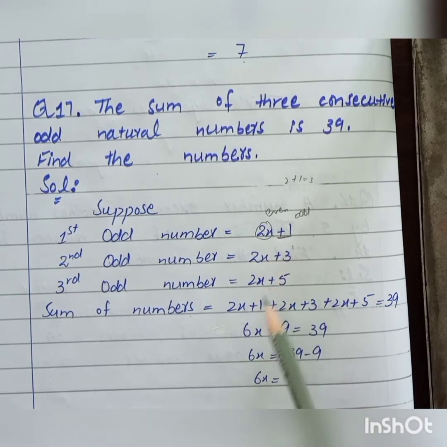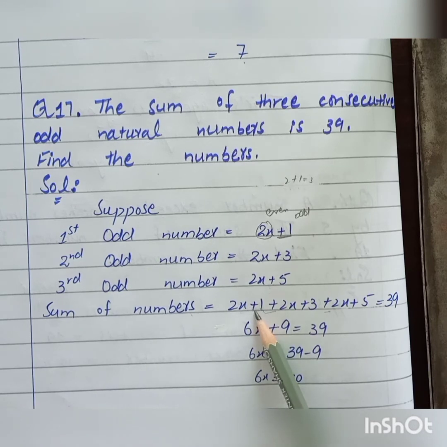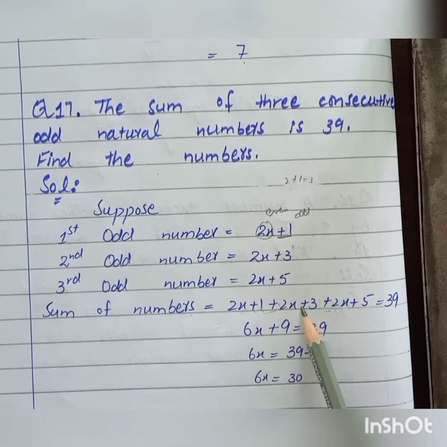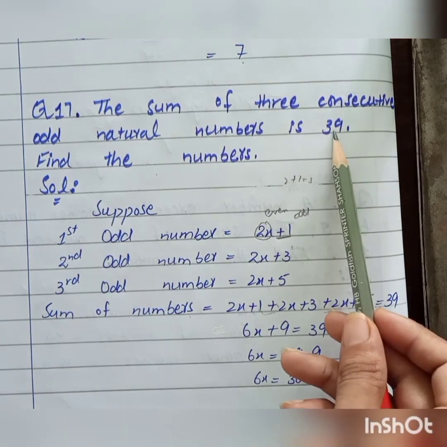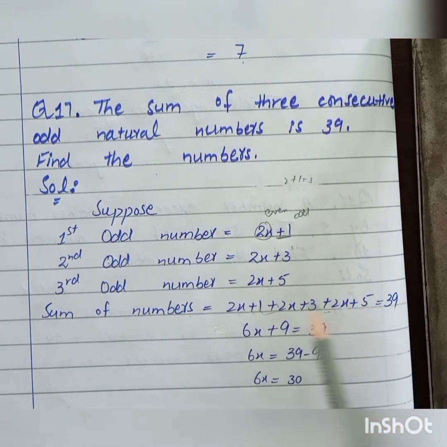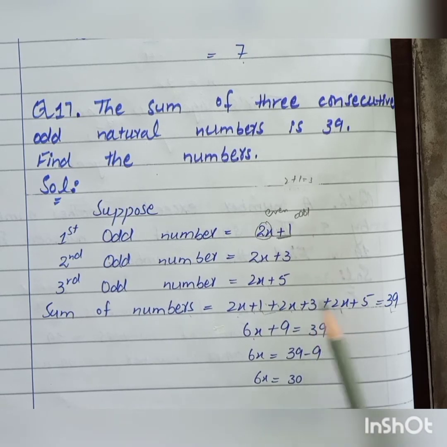इन तीनों को आपने क्या करना है? ऐड कर देना है. 2x plus 1 is the first number plus 2x plus 3 is the second number plus 2x plus 5 is the third number, which is equal to 39 because the sum of these three numbers is equal to 39. 2x plus 2x plus 2x is equal to 6x, plus 1 plus 3 plus 5 is equal to 9, which is equal to 39.